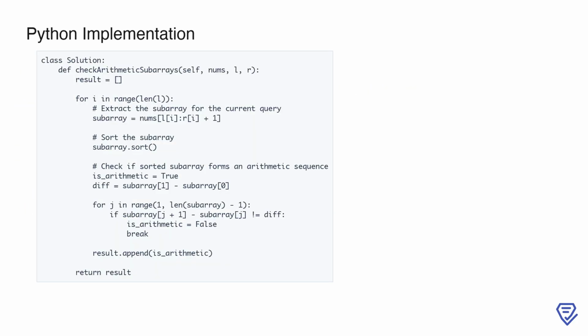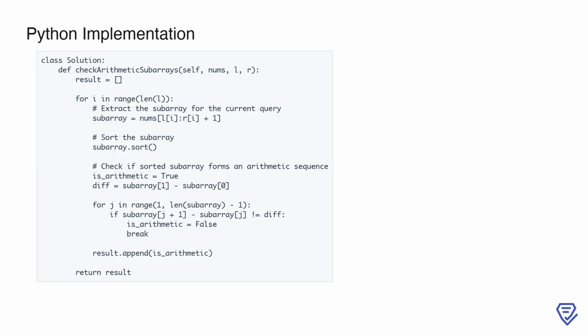This Python implementation solves the LeetCode problem number 1630, Arithmetic Subarrays. The problem requires checking whether specific subarrays of a given list can be rearranged to form an arithmetic sequence. Let's break down the code. 1. Initialization. We define a method check_arithmetic_subarrays inside the Solution class. The method takes three inputs: nums, the input array, and l and r, two lists representing the start and end indices of the subarrays to evaluate.